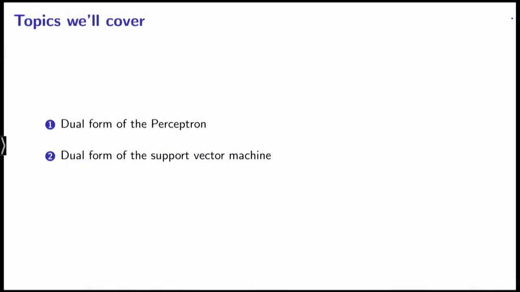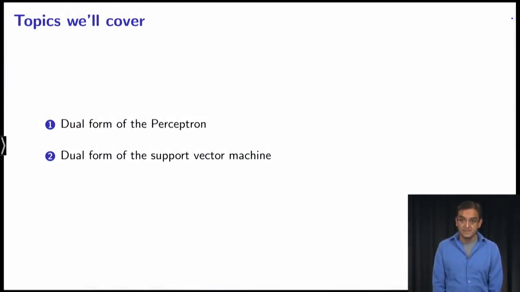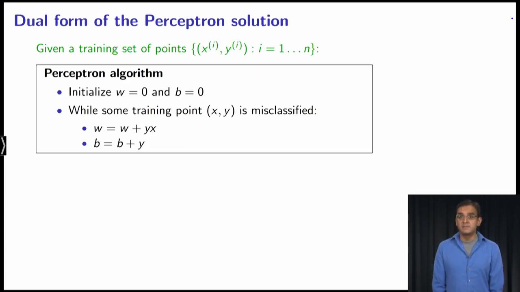So this might sound a little bit mysterious, and we'll try to shed as much light on this as possible. What we'll see is that the perceptron and the two forms of the support vector machine can be expressed in a slightly different way that is also very intuitive. Let's start with the perceptron.